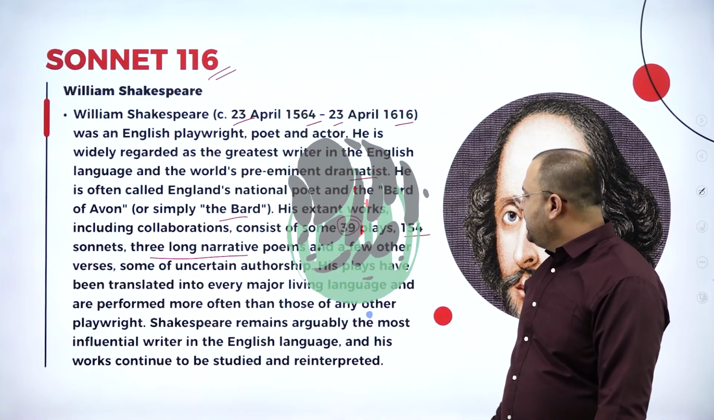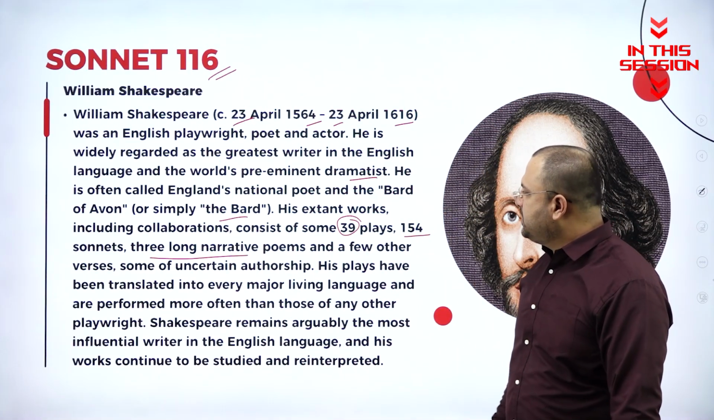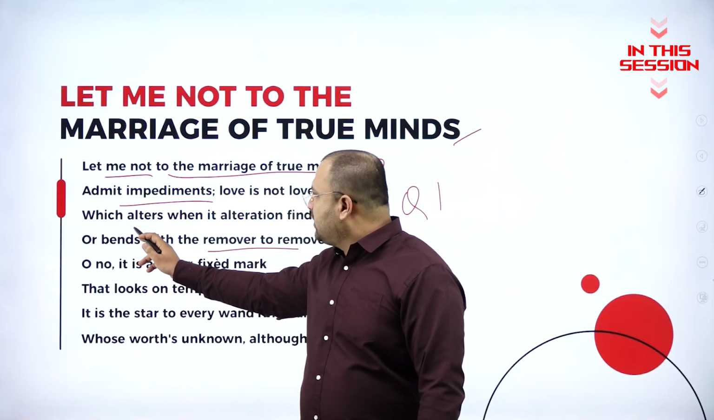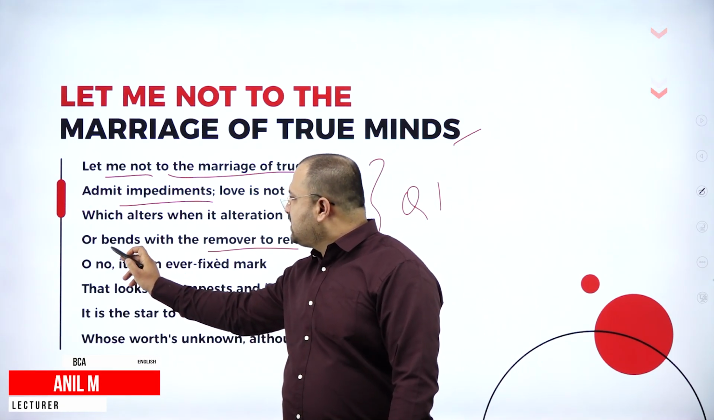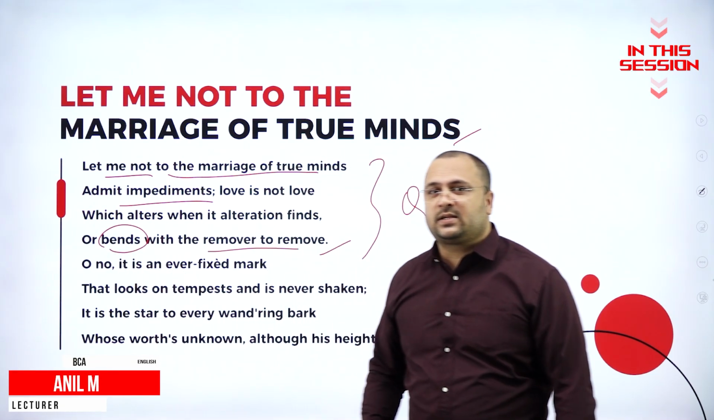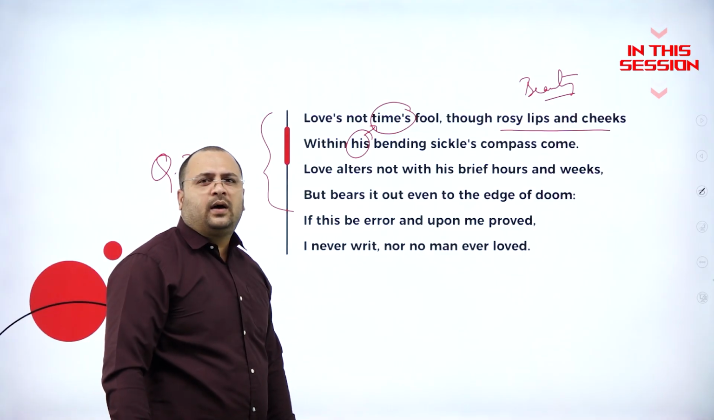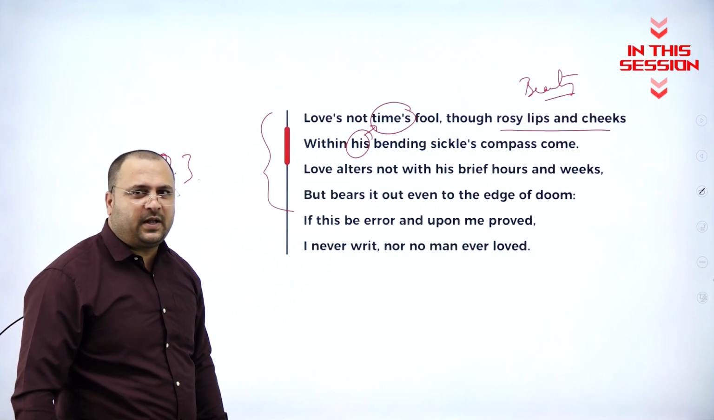Shakespeare remains arguably the most influential writer in the English language, and his works continue to be studied and reinterpreted even now. Love is not love which alters when it finds alteration, or bends with convenience, when there is a remover to remove that love. When our age is destroyed by time, love does not change. That is the meaning of what he says here.